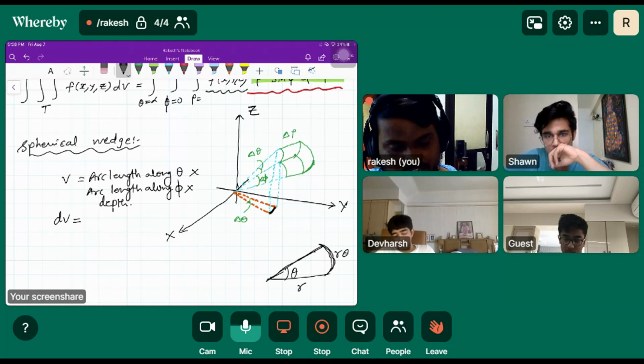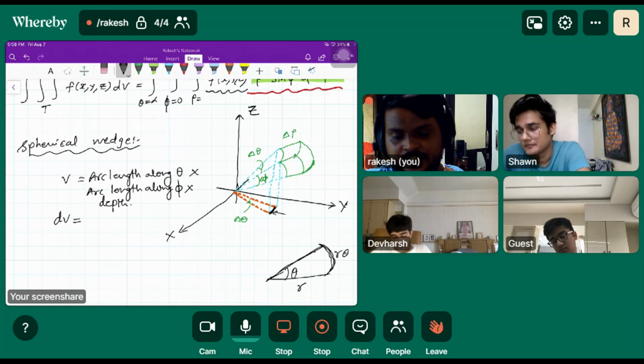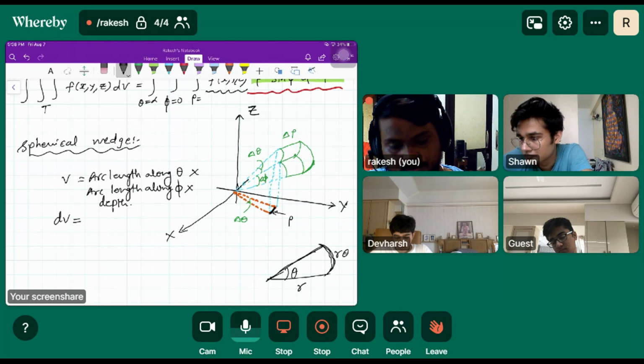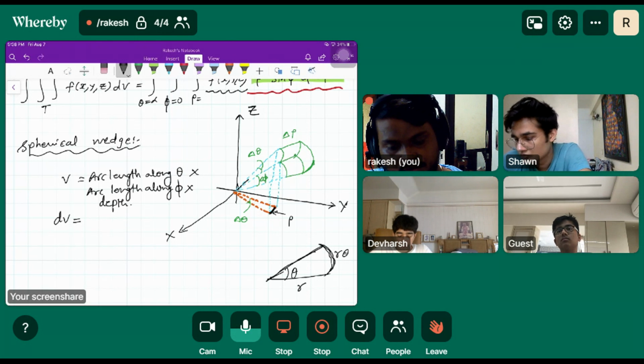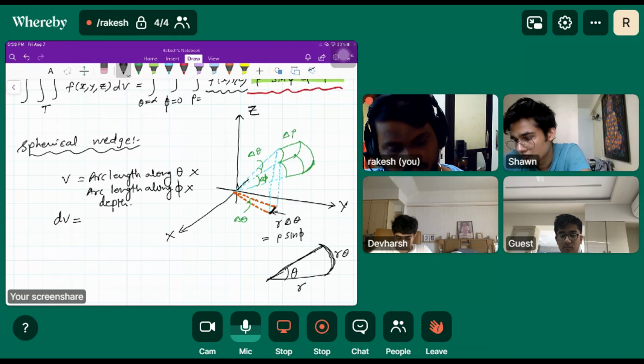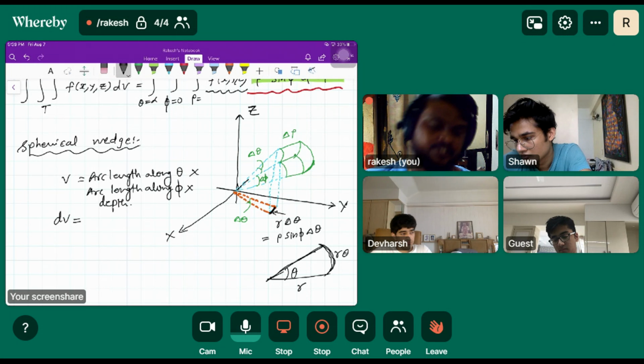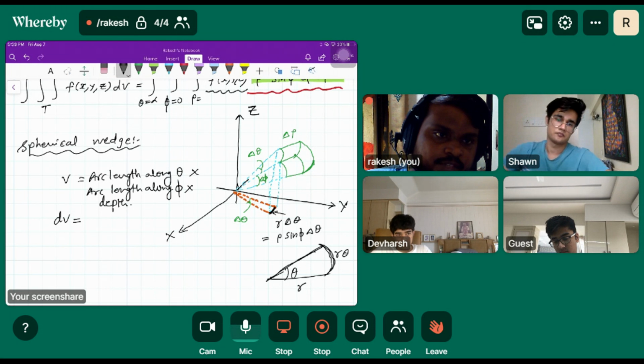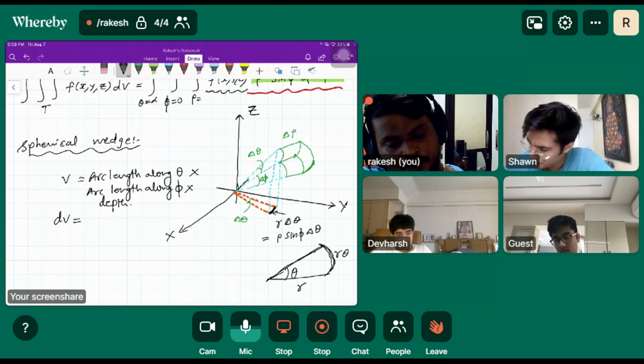Similarly, if I have to find out the arc length here, that would be what? Rho. Just a second. What is r? What was r here on the xy plane? Let me write that, r delta theta. That was rho sine phi delta theta, right? And what would be this arc length, like this one along phi?